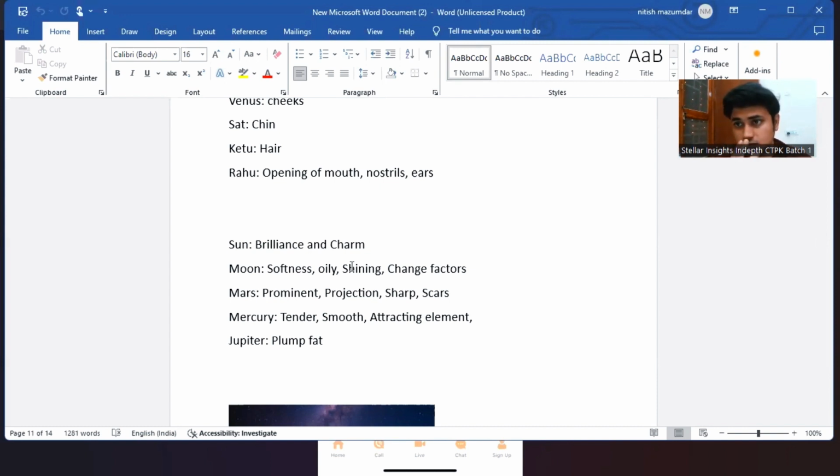For example, nose. Many people have a lot of oiliness in the nose, only this part, the nose bridge. So you can easily say that is a Mars and Moon combination. There is sweating, but the oiliness will be only in this area.